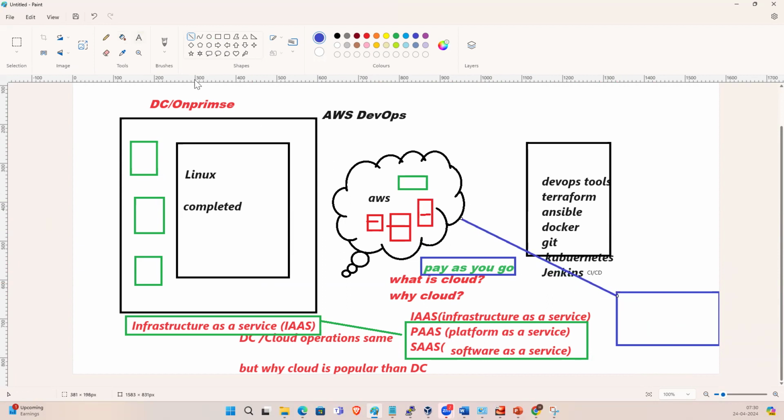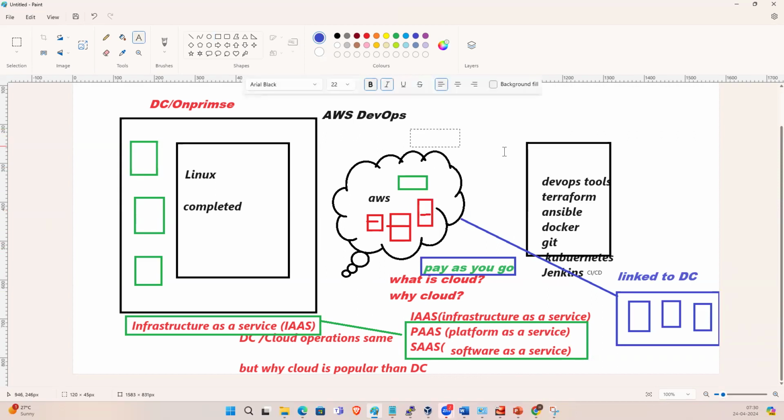So what is this, guys? This is linked to the DC. What does DC contain, guys? DC contains the infrastructure, right? So what is this cloud? The cloud is nothing but a REST API, or a website.